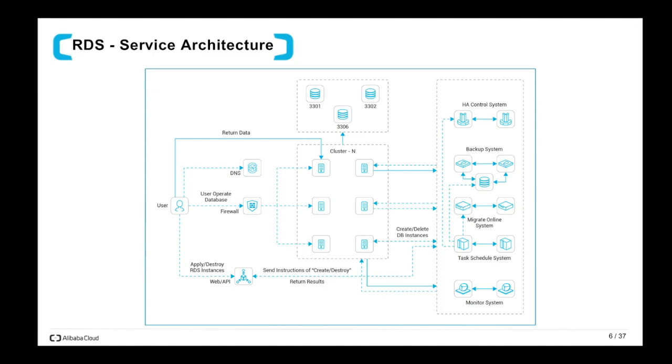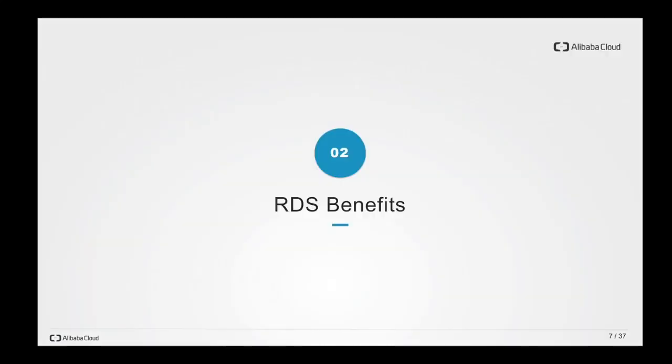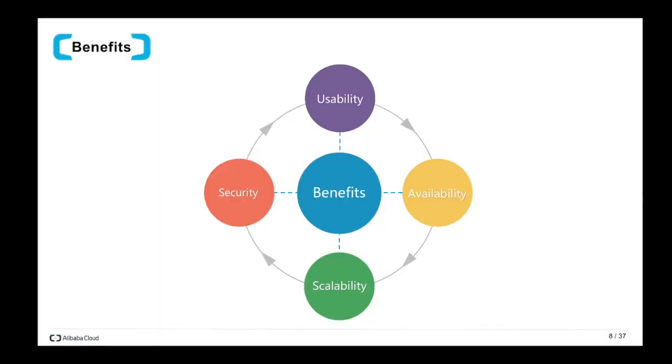So let's move to the next chapter, the RDS benefits. We will introduce the characteristics of RDS from the following areas, with a wide variety of features covering usability, availability, scalability, and security. Next, we will introduce the main features provided by RDS in each area.